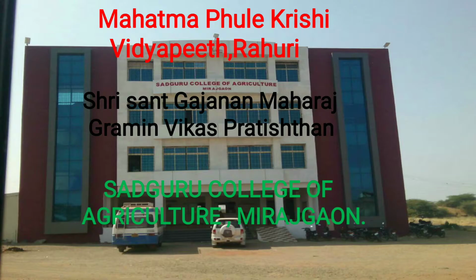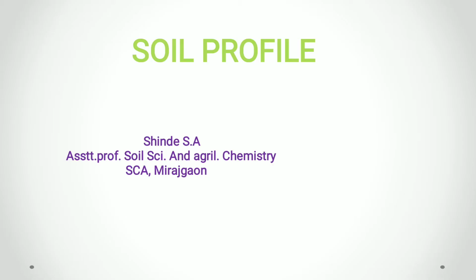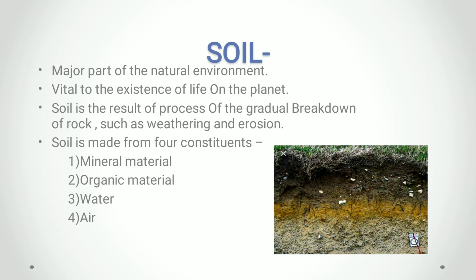In this video I am going to explain the topic soil profile. Firstly, soil is a major part of the natural environment, vital to the existence of life on the planet. Soil is the result of a process of the gradual breakdown of rock through weathering and erosion. Soil is made up of four constituents: mineral matter, organic matter, water and air.